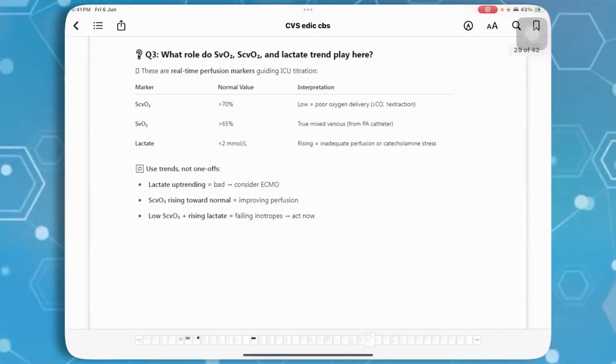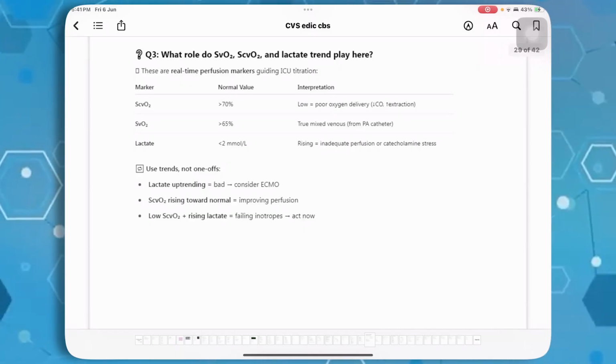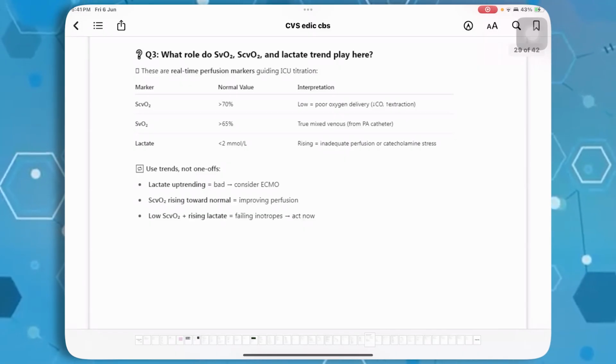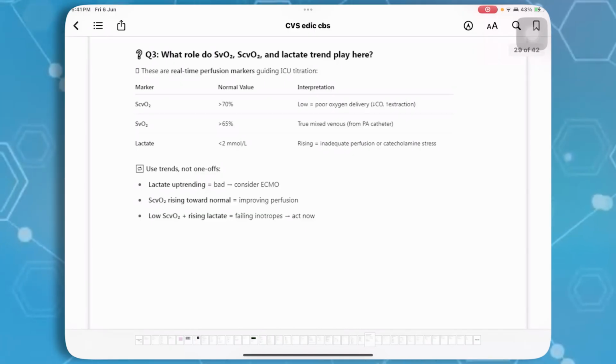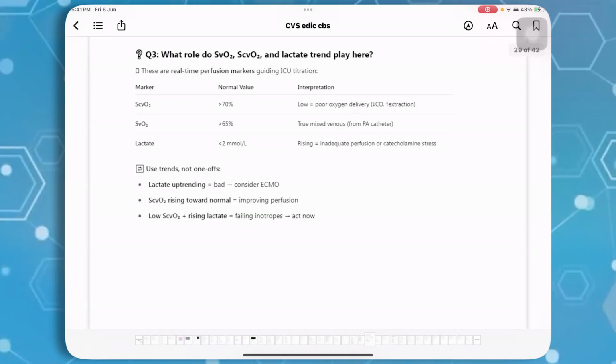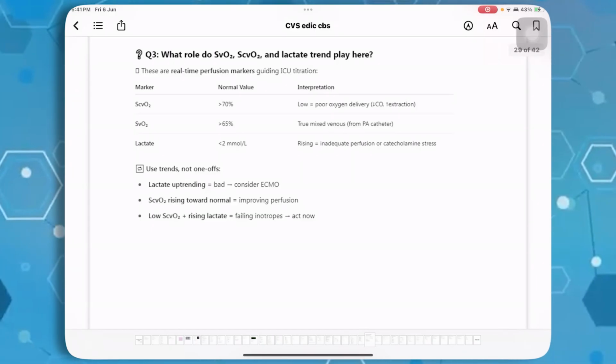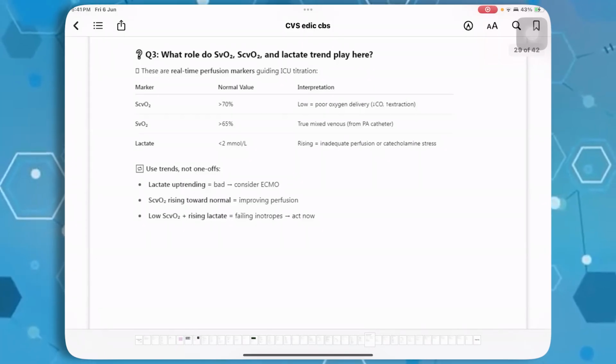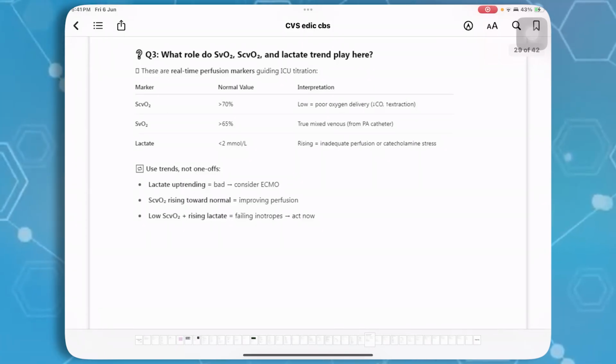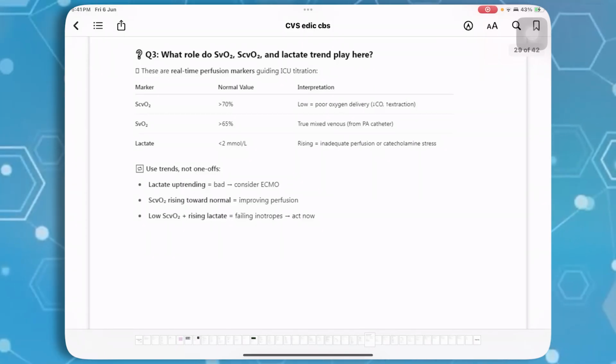SVO2 should be more than 65. Again, it is a true mixed venous sample. You need to get it from the PA catheter. If you don't have one, you only have a central vein, then all you can get is SCVO2 because you cannot get the mixed venous oxygen saturation. Then is lactate. Anything less than 2 is the target.